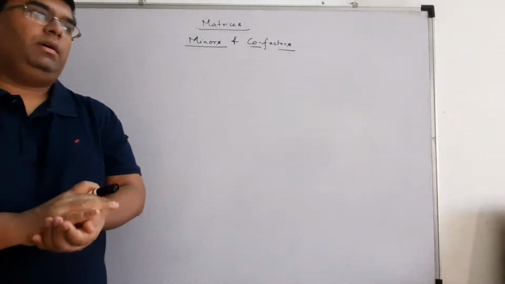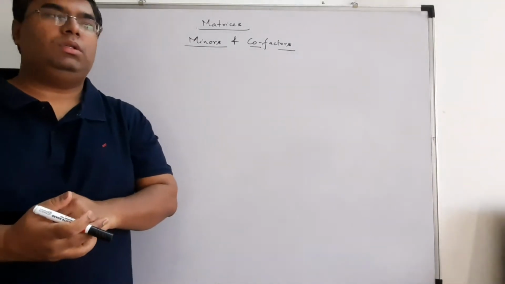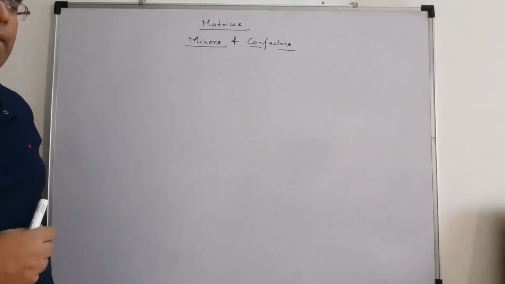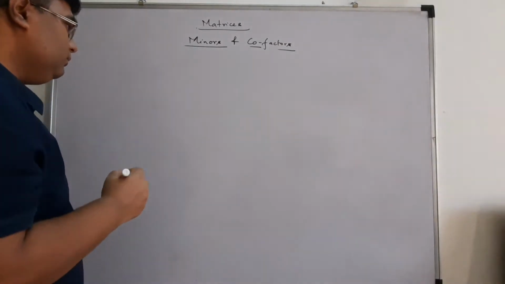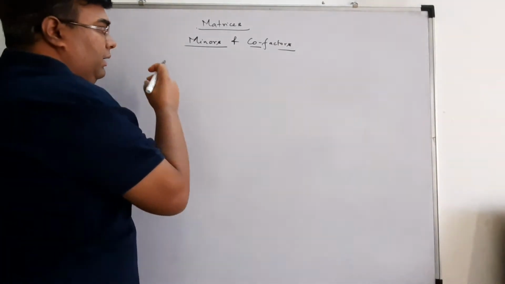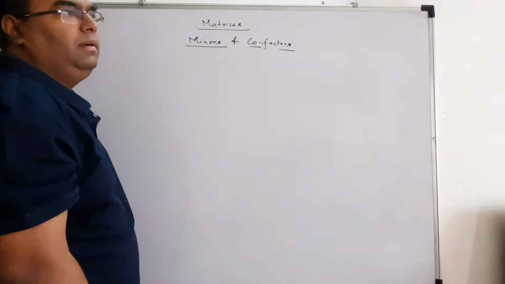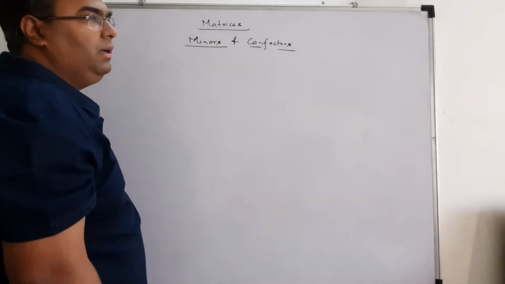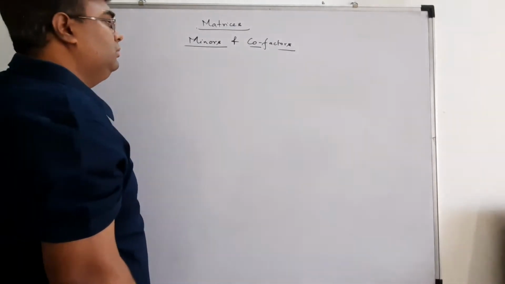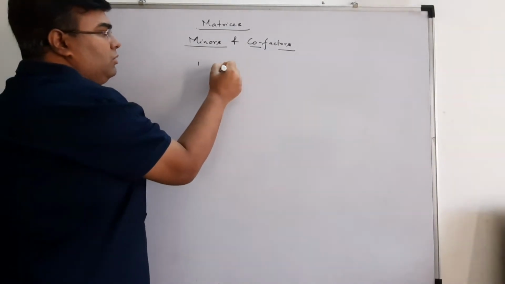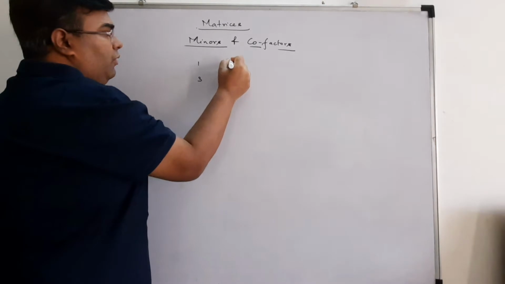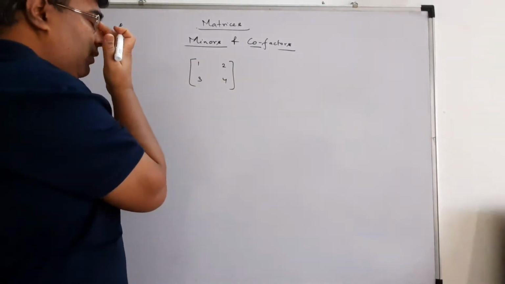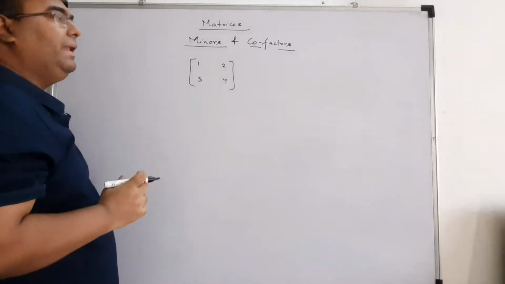Hello students, in this lecture we are going to learn about the minors and the cofactors of a matrix. This will be done only for a square matrix, and it will start from 2 by 2. So let us say 1, 2, 3, 4. I have taken a 2 by 2 matrix. What we will do? We will first find minors.